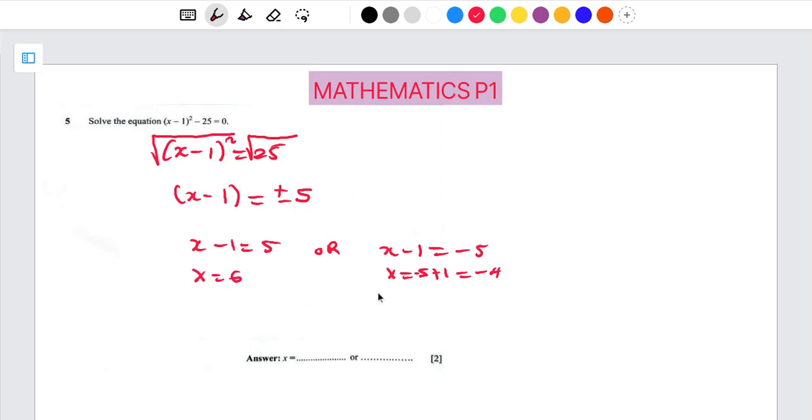Negative 4. So for the solutions that we have, you need to start with the smallest one and end with the bigger one. So we are going to have x equals negative 4, or we can say positive 6. So these are the solutions.